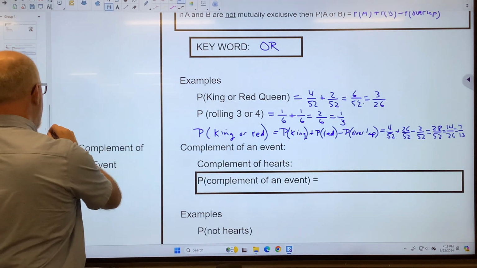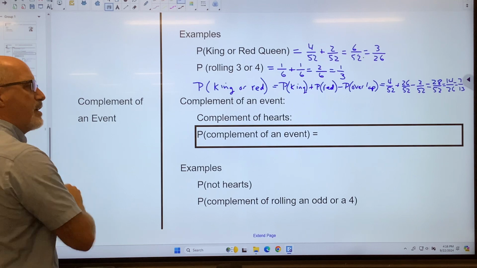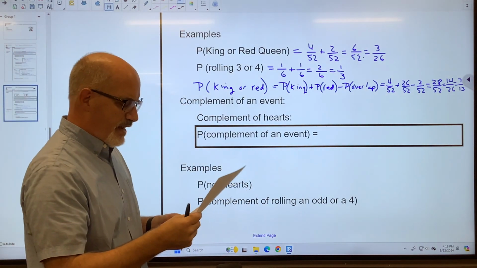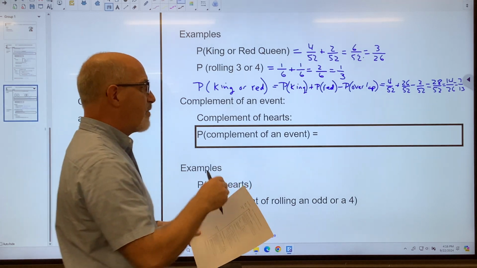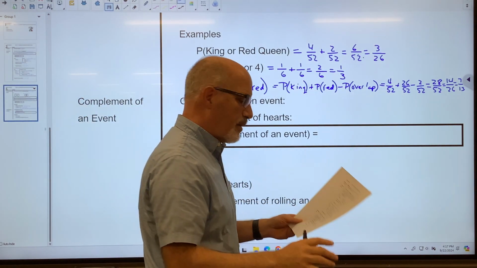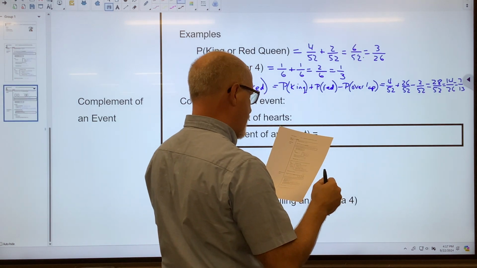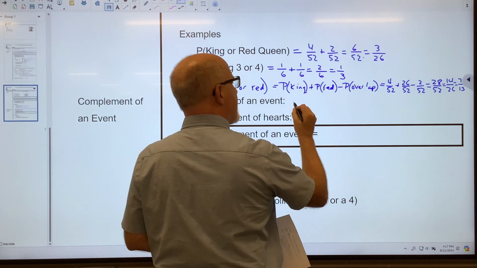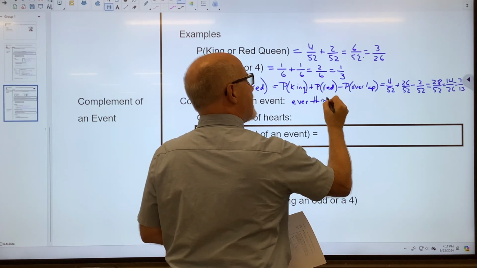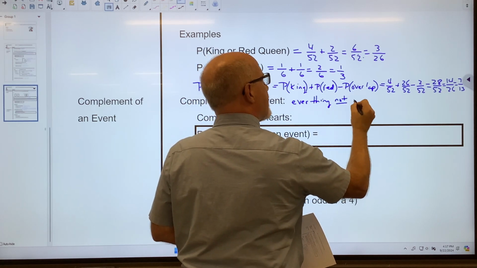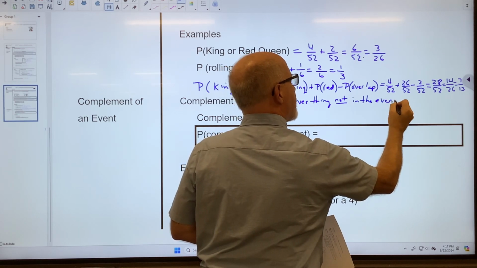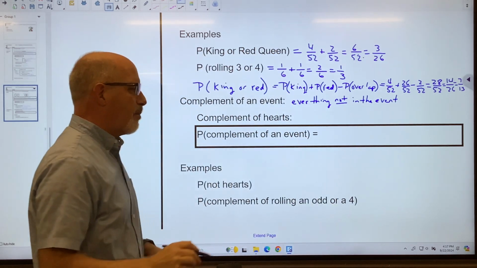All right, let's do the complement of an event now. So we've done mutually exclusive, we've done an independent. Complement of the event is when you have everything, you want to do the probability of everything not in the occurrence that you're talking about. So everything not in the event would be the complement of it.